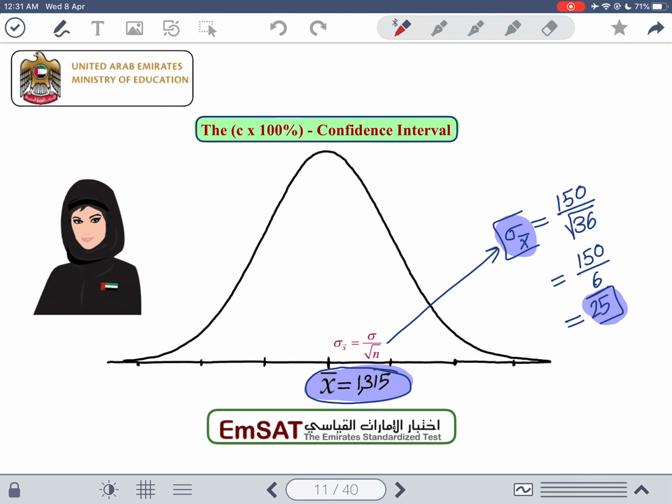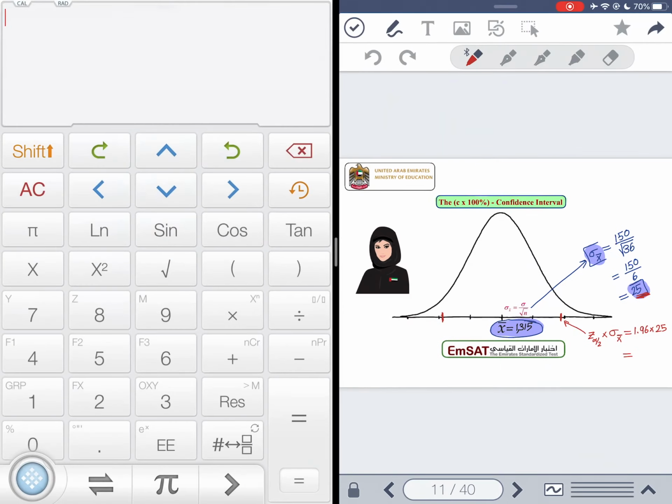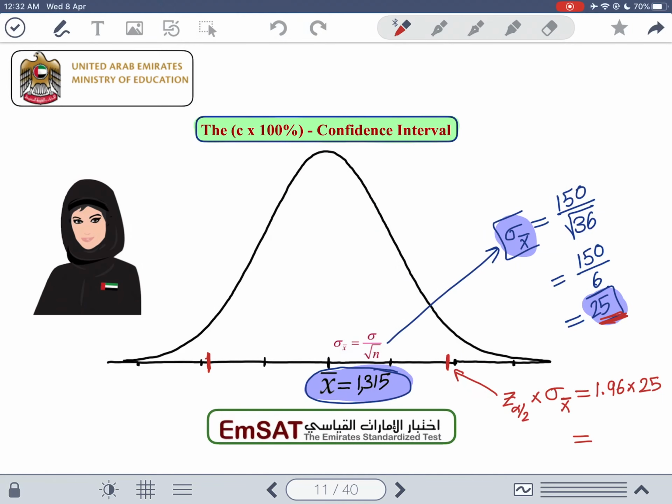She will go to where we have 95%, remember it was approximately 1.96. So she will take 1.96 times this number. Okay, so she will get here and here. So let's see what she will get. This number will be the Z score, the critical value, times sigma X bar. And it was 1.96 times 25. 25, we just computed it here. Okay, 1.96 times 25 equals 49. Nice. So she knows that this is 49.